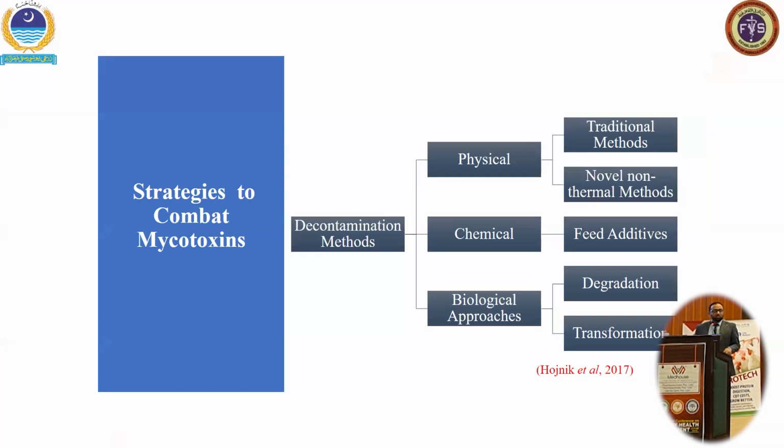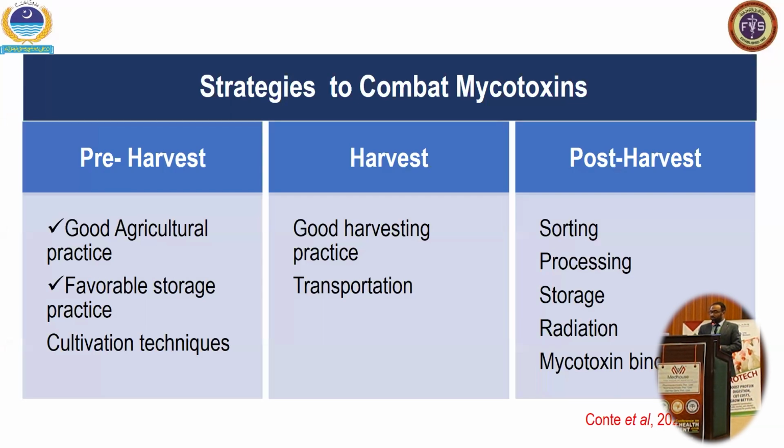Now, a few slides regarding the strategies to combat this issue of mycotoxins. There are decontamination methods: physical, chemical, and biological. And if we divide these, pre-harvest means good agricultural practices. That is very important. Timely sowing and timely harvesting of the crops. If you delay the harvesting, ultimately it will lead to fungal contamination. And favorable storage practices are very important. Cultivation techniques are very important.